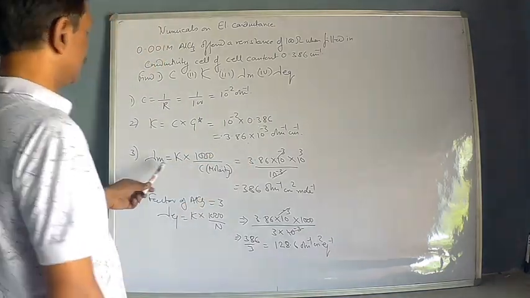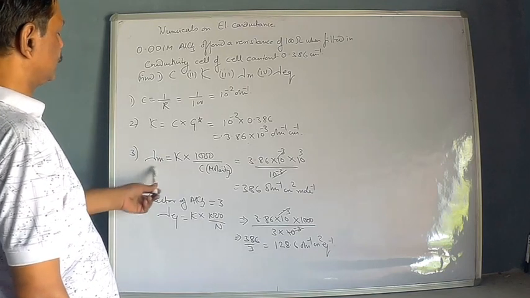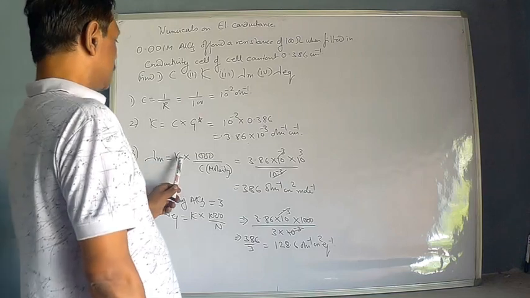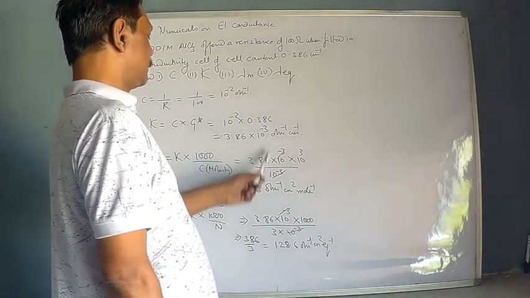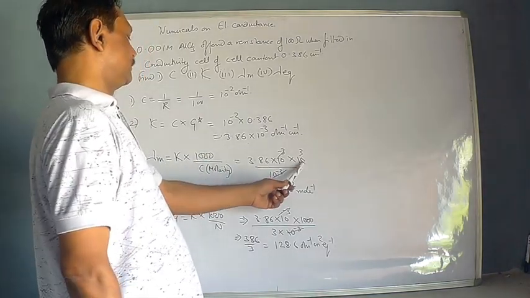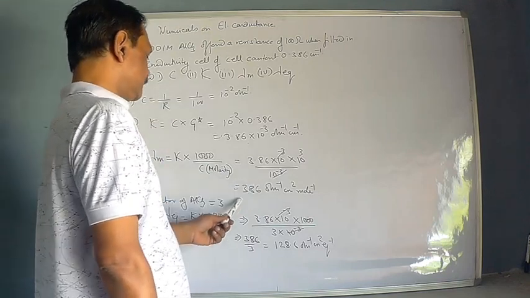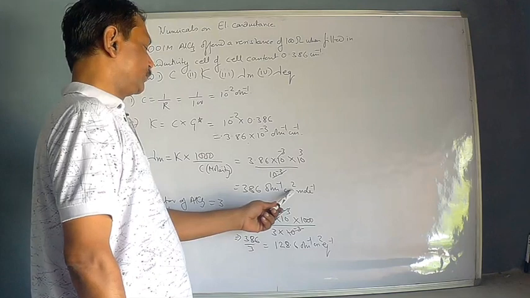In the next step, we are going to calculate molar conductance. So lambda m equals kappa into 1000 upon molarity. Kappa we have calculated, 3.86 times 10 to the power minus 3, multiplied by 1000 upon molarity, again 10 to the power minus 3. Solve it. We get 386 ohm inverse cm square mole inverse.